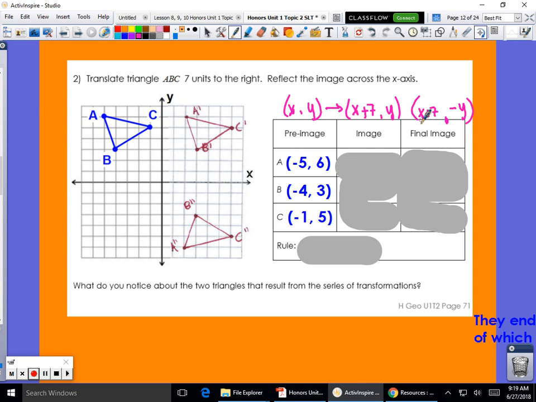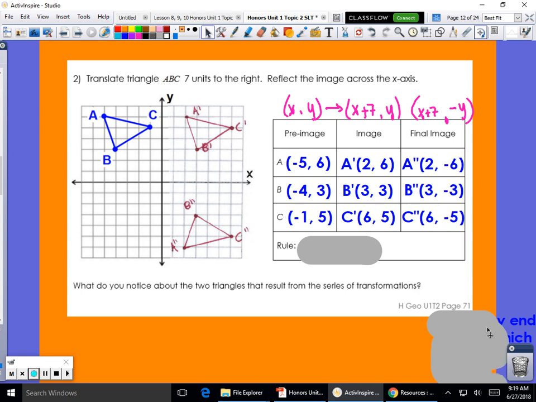Our points would end up looking like this. And our rule, what do you notice about the rule? Yeah, it's exactly the same. So in this case, they end up with the same rule.